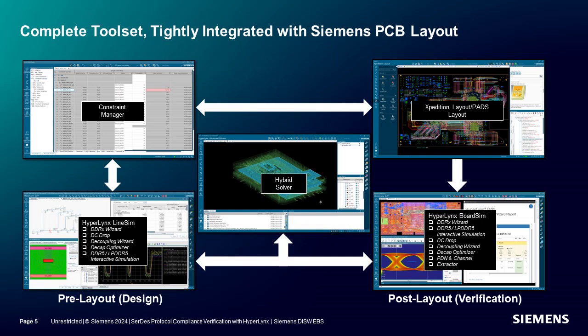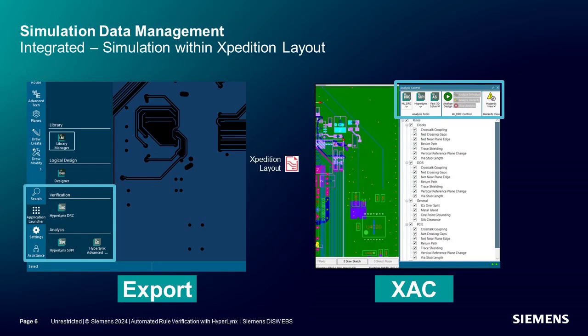Design is an iterative process as you lay out a board. Using analysis during the physical design cycle can help you tune and improve the design in real time, rather than waiting until layout is complete when it's too late to make substantial changes. Combining Hyperlinks with Siemens design capture and layout can significantly reduce your design cycle and improve your design's performance.